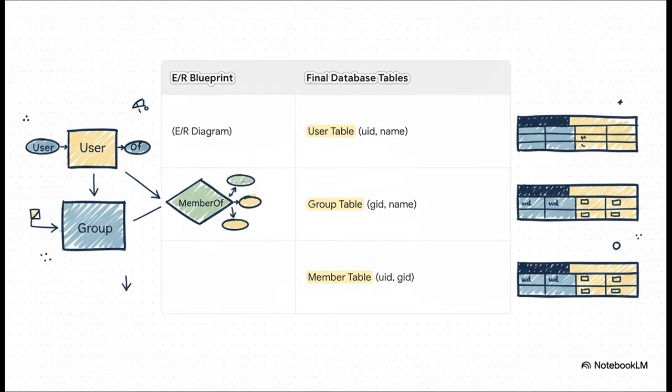And here it is, the big reveal. On the left, you see the diagram we just built. And on the right, that's what it becomes in the real world, a set of clean, organized database tables. And look how direct it is. Our user's entity becomes a user table. Our group's entity becomes a group table. It's a straight line from plan to reality.